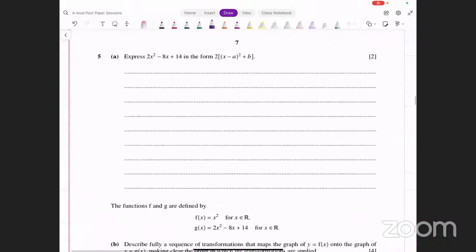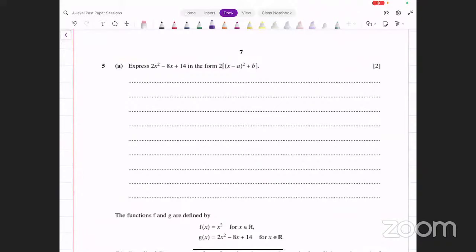Now we've got to express 2x squared minus 8x plus 14 in this form. 2 into x minus a whole square plus b inside the brackets. Okay, now that looks slightly odd. What we know to do is we know how to find the completed square form. ठीक है, हम square complete कर सकते हैं, और उसके बाद उसको इस form में किसी तरह से convert कर सकते हैं. That's one way to do it.